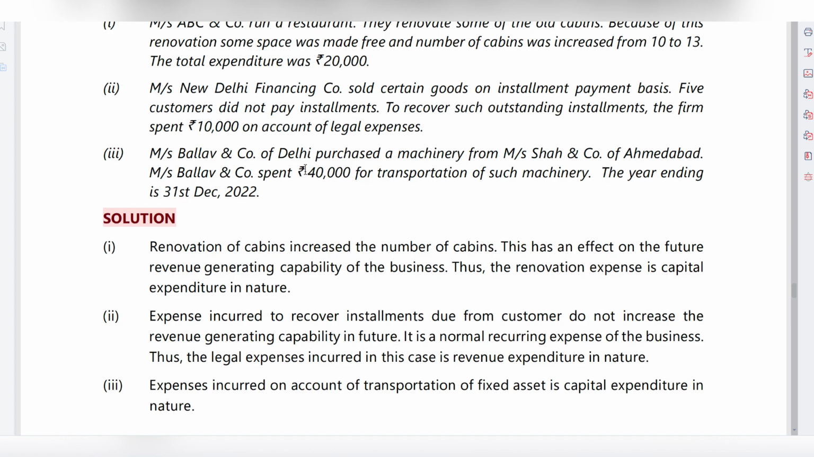Ballab and Company of Delhi purchased a machinery from Shah and Company of Ahmedabad. Ballab and Company spent 40,000 for transportation of such machinery. The year ending is 31st December 2022. The transportation expenditure is classified as capital expenditure because the expenses we have incurred to bring the asset to the working condition are called capital expenditure.